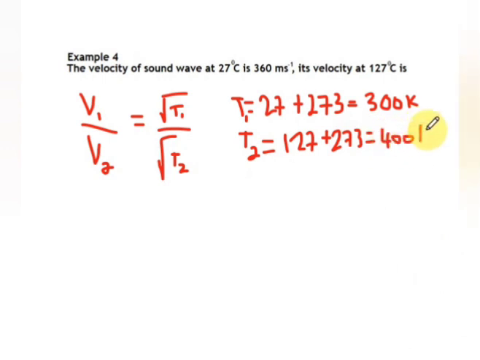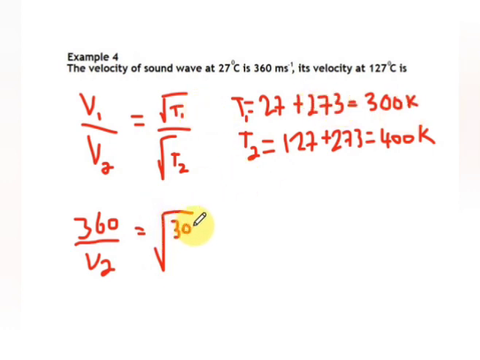So let's impute all of this into the formula there. V1 is 360 meters per second, divided by V2, the velocity that we are looking for, is equal to, both of them, we just join them together. So square root of T1 is 300 divided by 400, that's T2. So when we work this out, we have 360 over V2 is equal to square root of 300 divided by 400. We're going to divide that down.